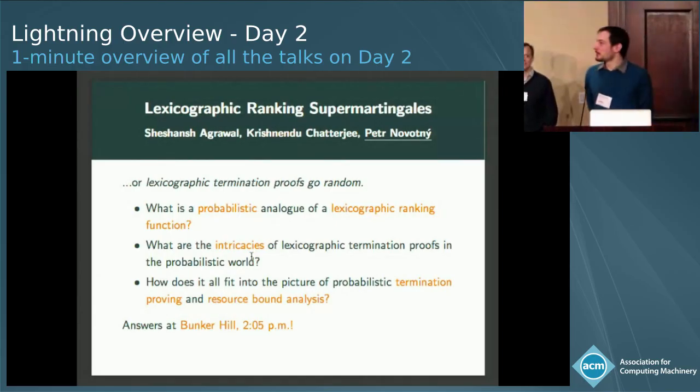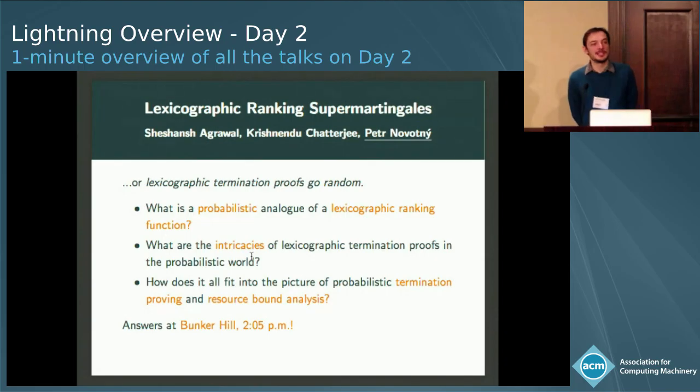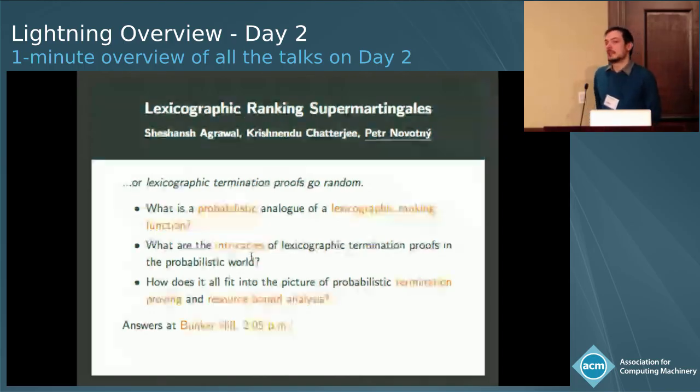Hi. So the first afternoon session in Bunker Hill will be quite rich on results on probabilistic termination. And what we do in our work is that we basically generalize lexicographic ranking functions to probabilistic programs. So in classical non-probabilistic program analysis, lexicographic termination proofs provide a very strong and efficiently automated proof rule, and we would like to leverage this to the probabilistic setting.